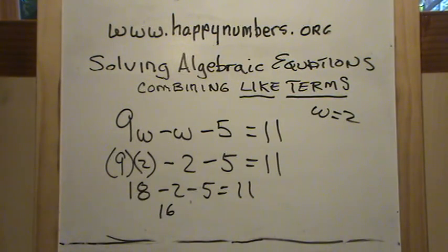Whoops, there's our time. Just let me finish this. 18 minus 2 is 16. 16 minus 5 is 11. So 11 equals 11. So our answer is correct.